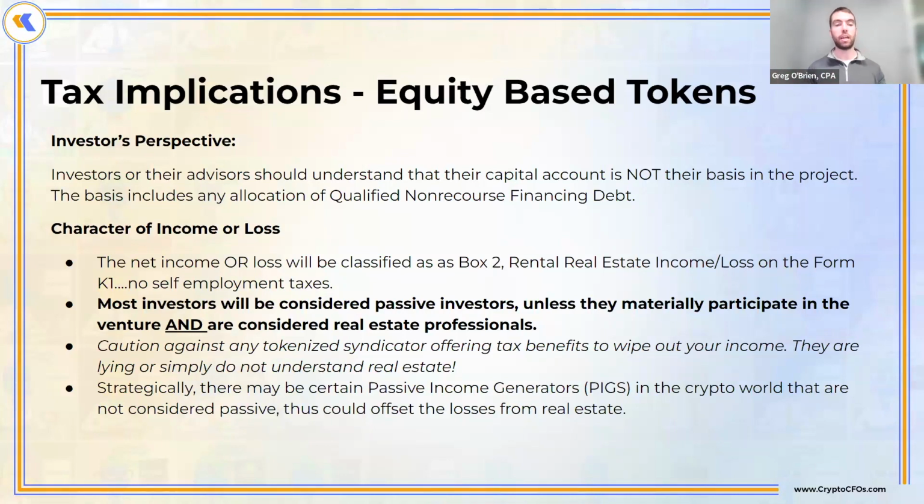So the K1s are going to come out. The K1 is basically the partnership distributing the income or loss to you every year. You should see something in box two, right? Box two, which is rental real estate income or loss. Make sure it's in box two. If it's in box one, it's wrong, unless you're flipping projects, but box two.